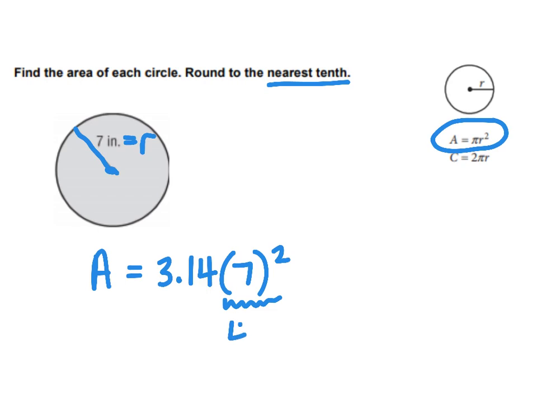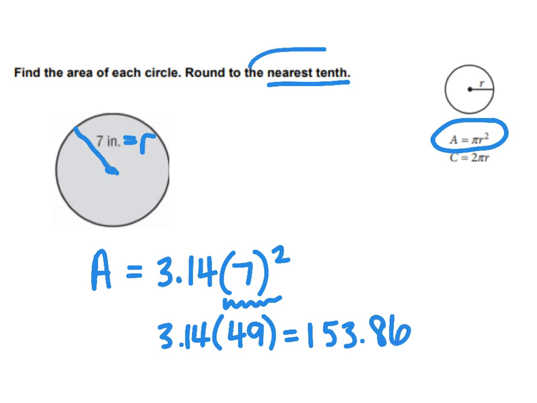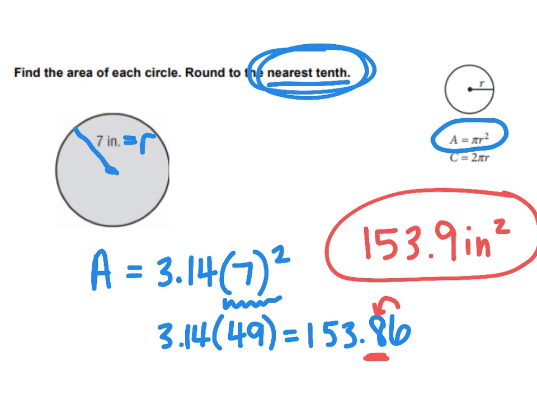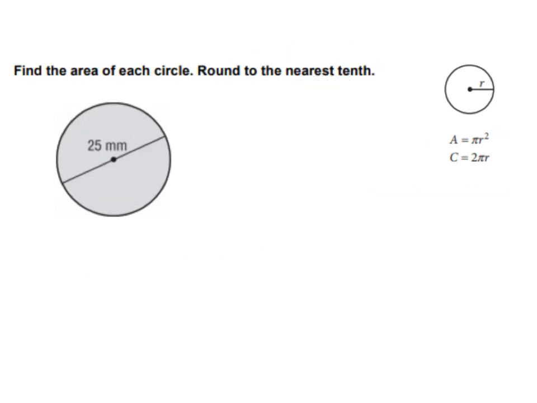7 squared is 49, and then 49 times 3.14. Or you can type it in all at one time. 3.14 times 7 squared equals, and your calculator should be able to work that out. You get 153.86. Since it said to round to the nearest tenth, we're going to keep 1 decimal place. So we're looking at the 8. The 6, we'll round it up to a 9. So it's really 153.9 inches squared. They actually told us what the unit here was, so we're going to use the unit.